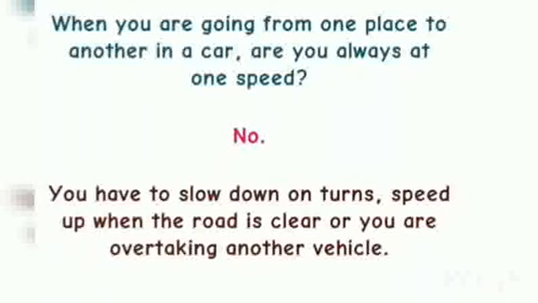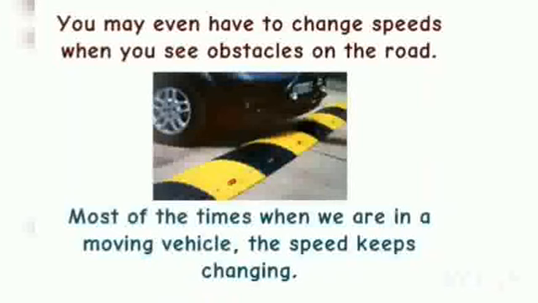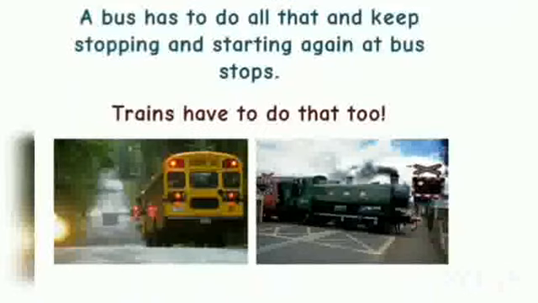So how do we measure speed in a car? Kilometer per hour. When you are going from one place to another in a car, are you always at one speed? No. You have to slow down on turns, speed up when the road is clear, or when you are overtaking another vehicle. You may even have to change speed when you see obstacles like speed breakers or barricades on the road. Most of the time in a moving vehicle, the speed keeps changing. A bus has to do all that and keeps stopping and starting again at bus stops.